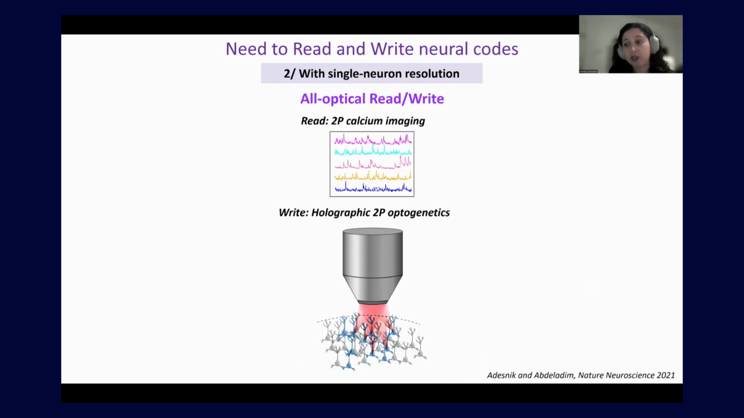For single-cell resolution read-write, we use two-photon calcium imaging to record population activity and combine it with optical holography. By shaping the phase of our light beam, holography enables us to have a user-defined pattern at the microscope objective, which then allows us to activate individually selected neurons of interest.